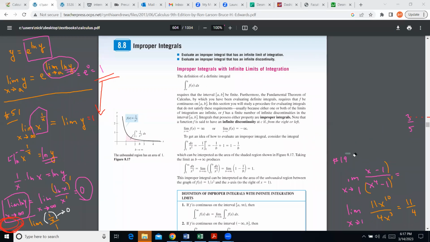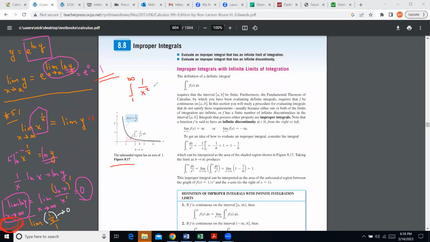So, point of story is that we cannot plug in infinity instead of one of our limits. What they're looking for in this section is integrals that have one of their limits equal to infinity. Like, for example, in figure 8.17, they are trying to calculate the integral from 1 to infinity of a function 1 over x squared.